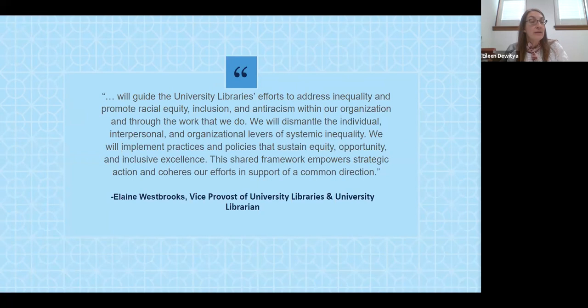This shared framework unites and focuses us to a common goal. It is empowering us to think outside the box with grants to support and further this work. We are building the plane as we fly and are developing workflows, processes, and policies that are available across our library system. Next slide, please.